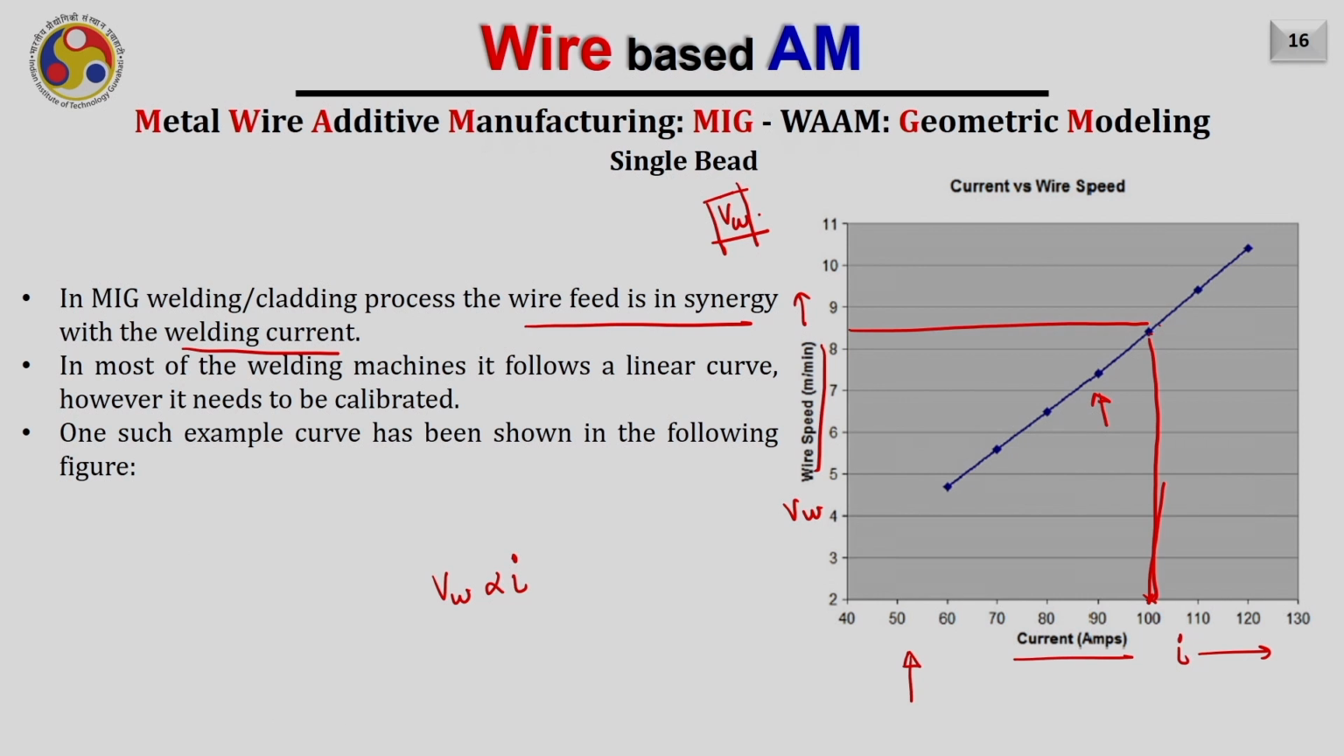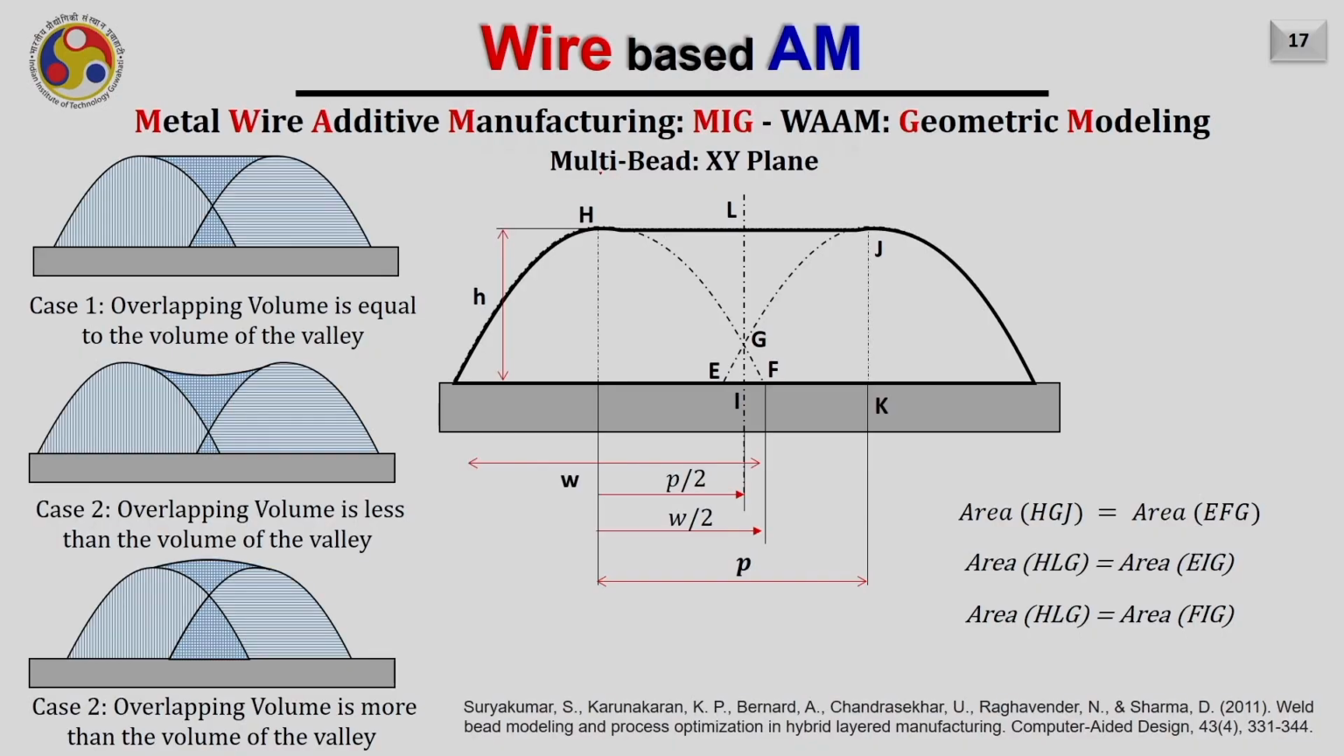So once we obtain the shape of the bead deposited by the single bead experiments, now our task will be to find what should be the optimal step over between the two consecutive depositions, so that I can obtain an approximately flat surface on the XY deposition. So that will be called multi-bead deposition in the XY plane.